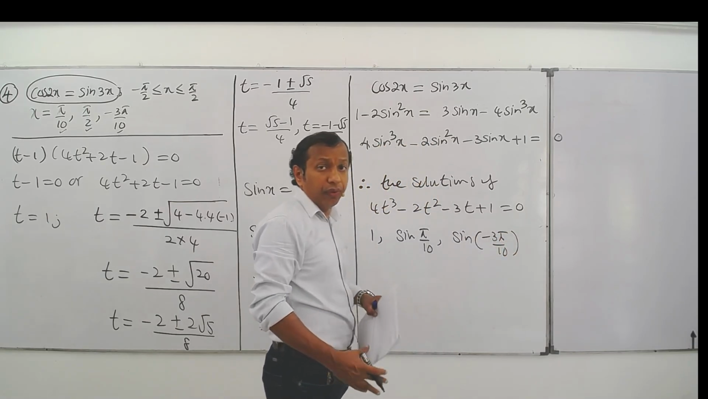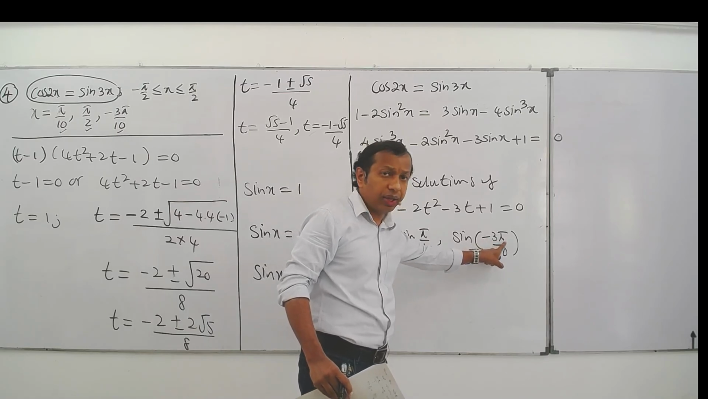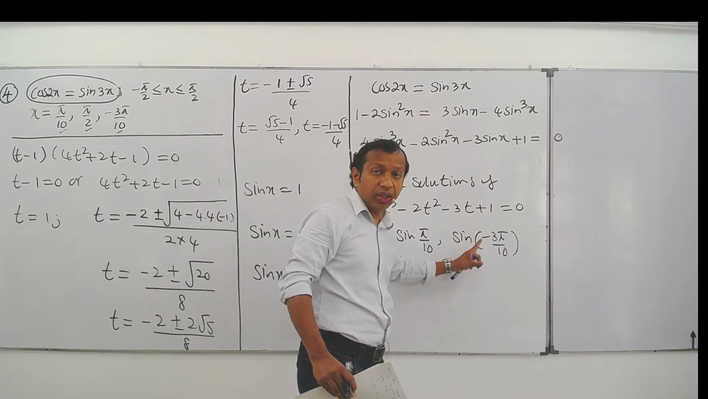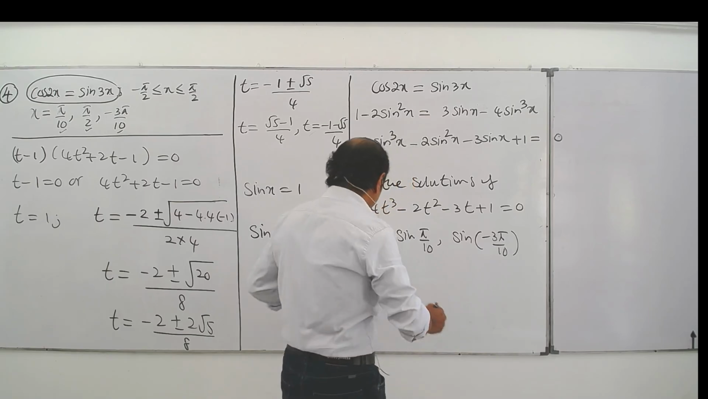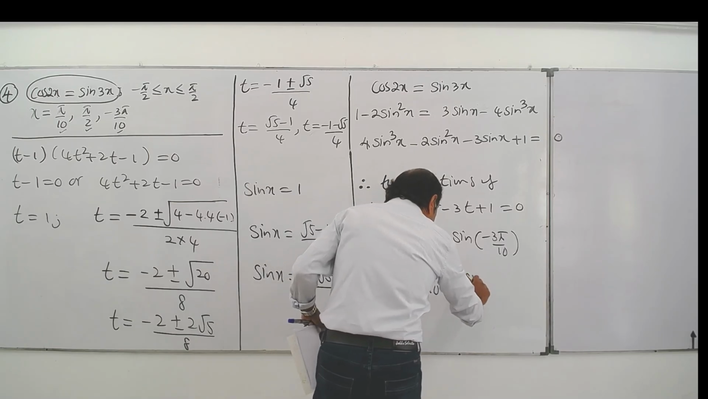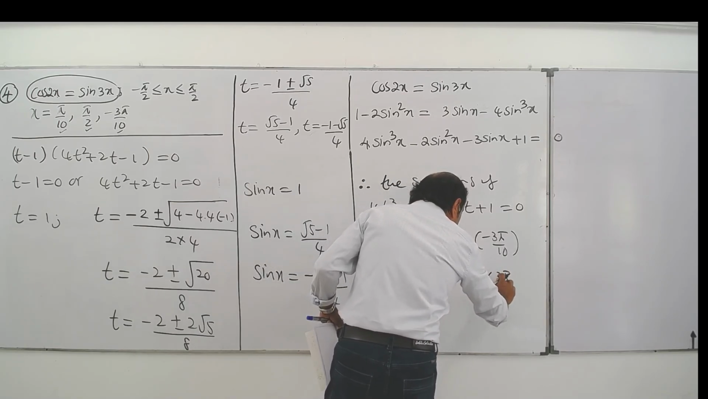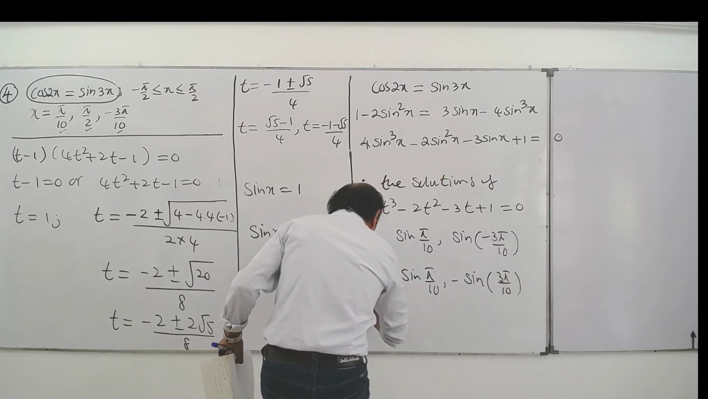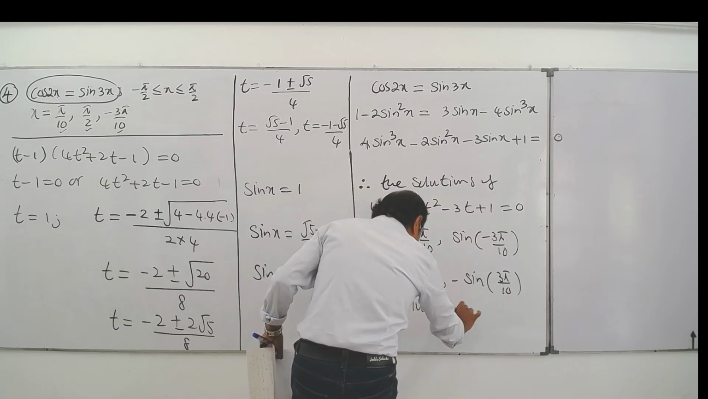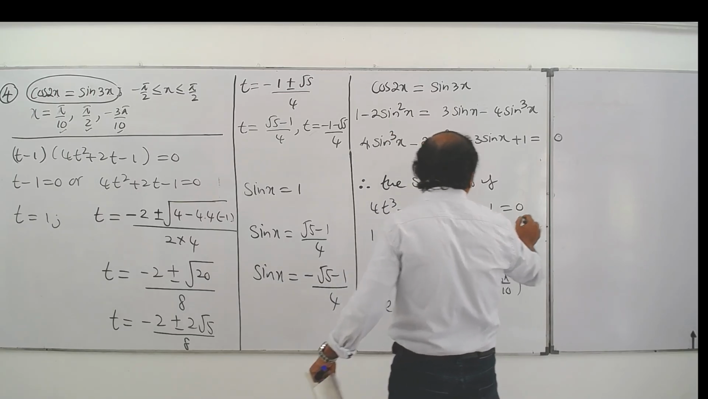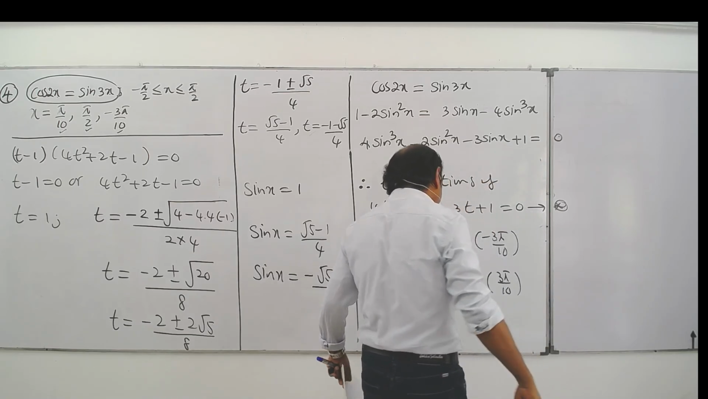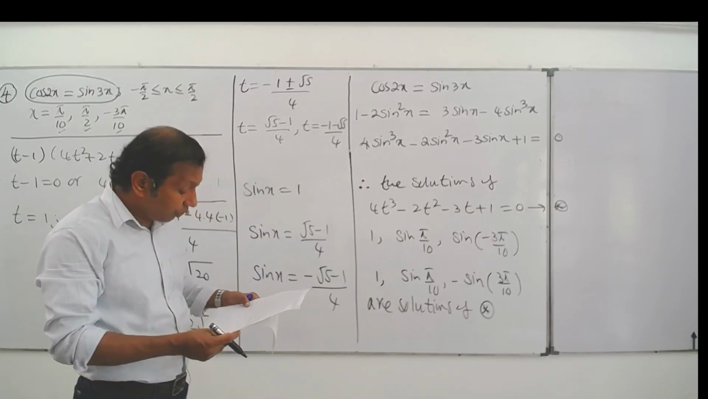But you know, when we have a minus sign inside the angle, with sine before, this minus sign you can take out. Then this one you can write as minus sine 3 pi by 10. Right? That is what? 1, sine pi by 10, minus sine 3 pi by 10 are solutions of this equation. I'll take this as star. Star. Okay.